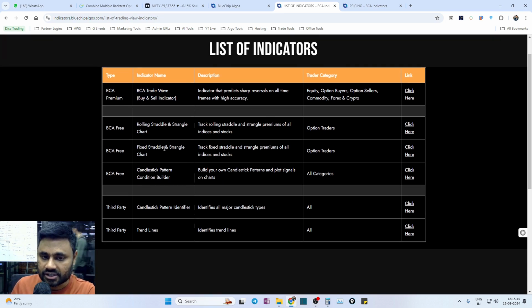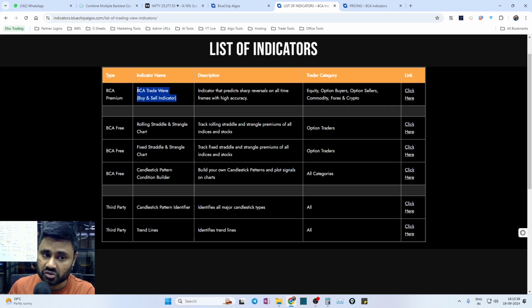In the last few days or weeks, we have been discussing a lot of free indicators, right? Rolling straddle triangle, fixed straddle triangle, candlestick pattern indicator. These are some of the great indicators which will help you in your trading journey. You don't need to pay anything. These are absolutely free. In case you missed these videos, you can go to our YouTube channel and watch them.